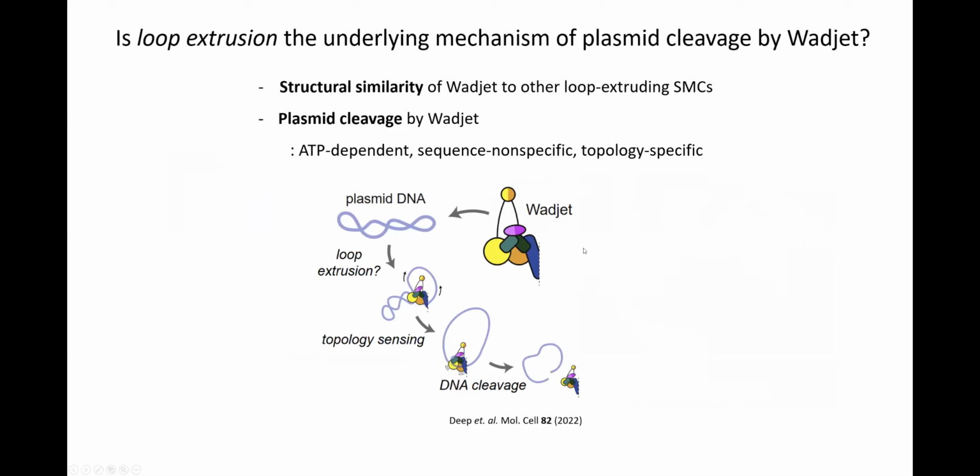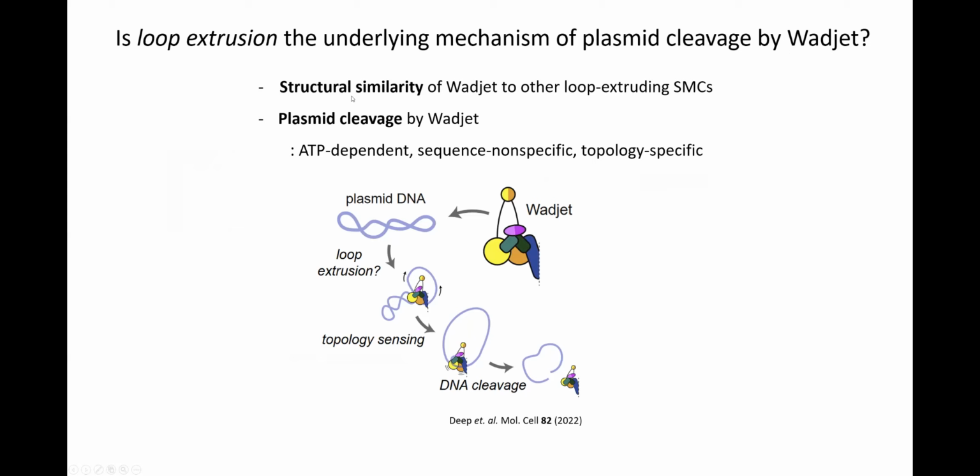So in 2022, two papers were published back-to-back, which demonstrated that these WAZ complexes can specifically cleave the circular topology of DNA as a function to defend the host genome against phage DNA. And these two papers suggested that maybe this loop extrusion activity of WAZ, which was not known before, might be the underlying mechanism of the plasmid cleavage activity of WAZ.